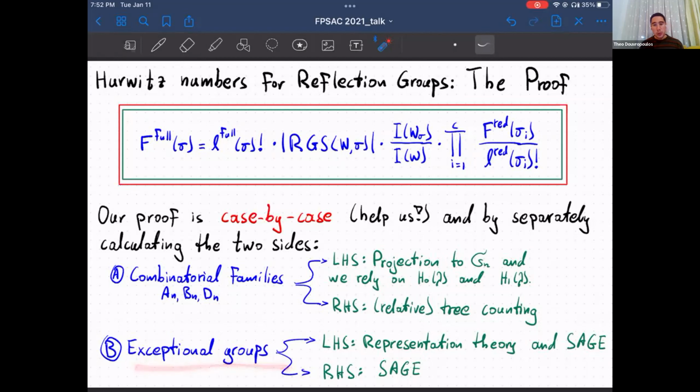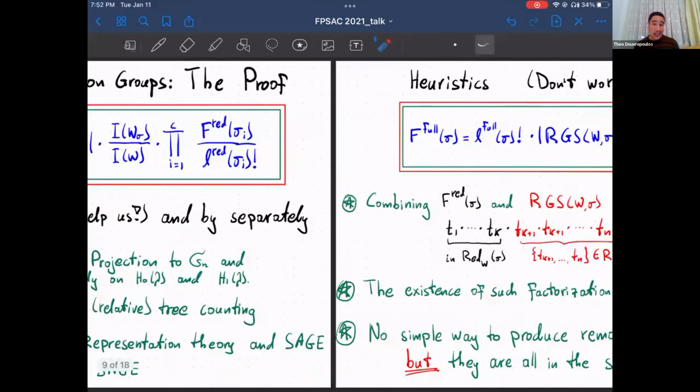And for the exceptional groups, we counted again both sides, used computer calculations. For the left side, we used the Frobenius formula from representation theory and some Möbius inversion. And the right-hand side is kind of straightforward. So it's an ugly proof, but a great theory.